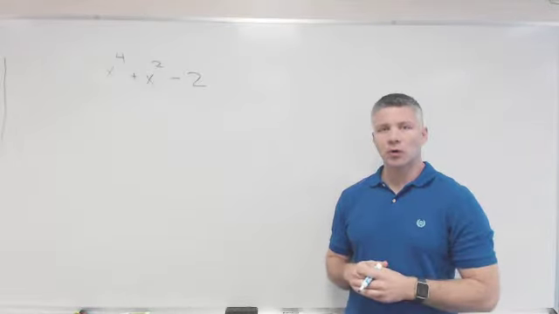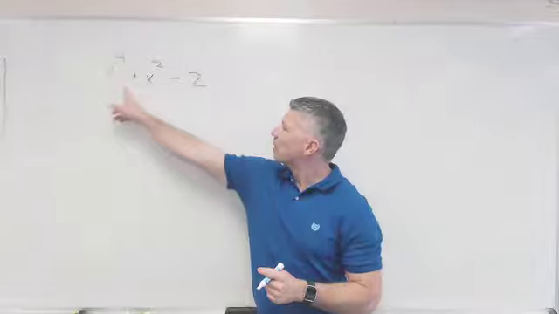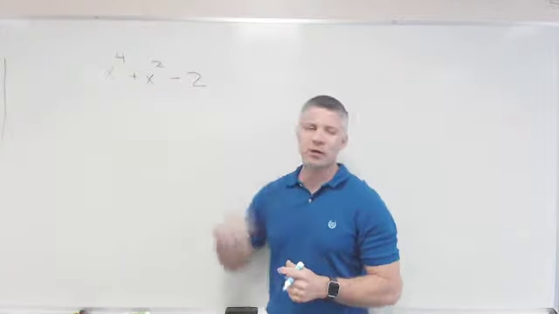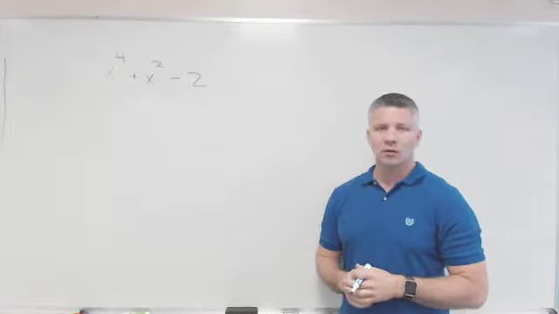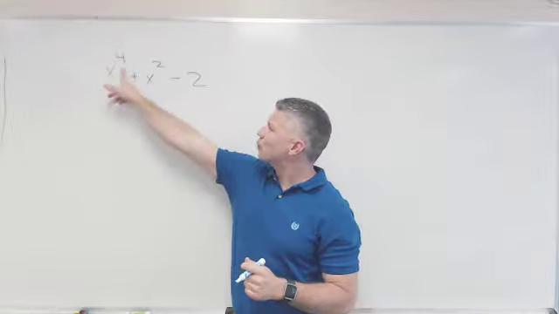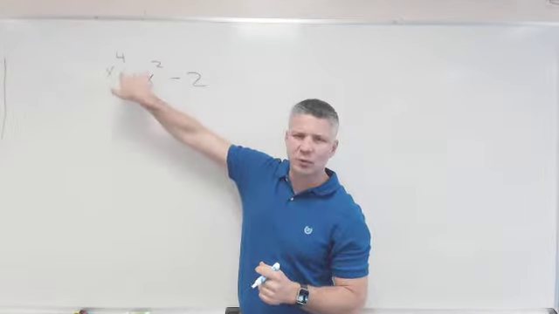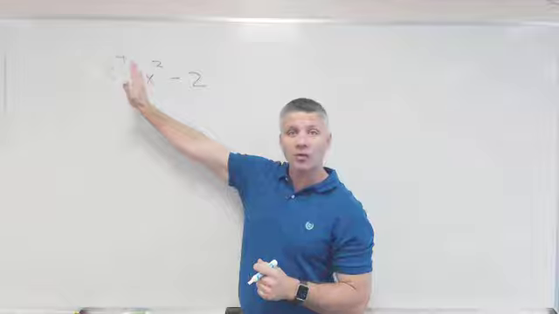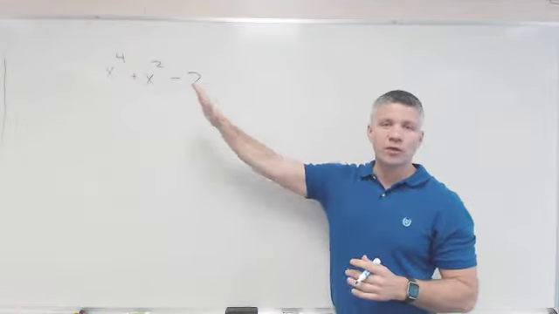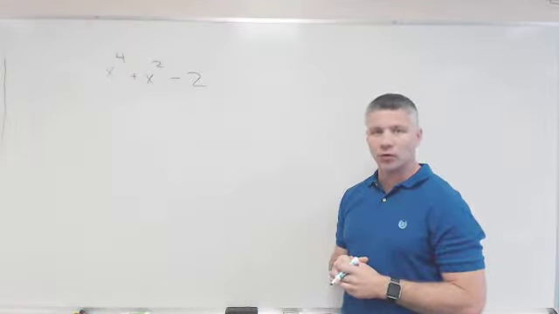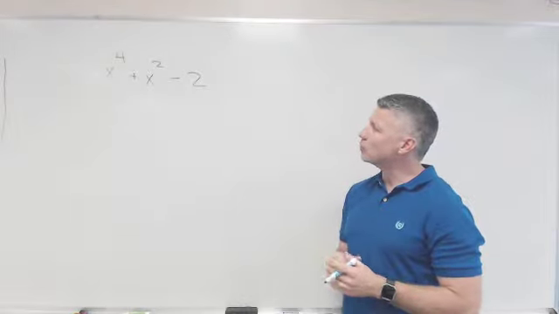Here's a different type of problem that we have to be able to do. X to the 4th plus x squared minus 2. And we need to factor that. Well, we have an x to the 4th and an x squared. Those are different exponents than we're used to seeing. And we only have 3 terms, so there's no breaking it in half like we did earlier. So what are we going to do?